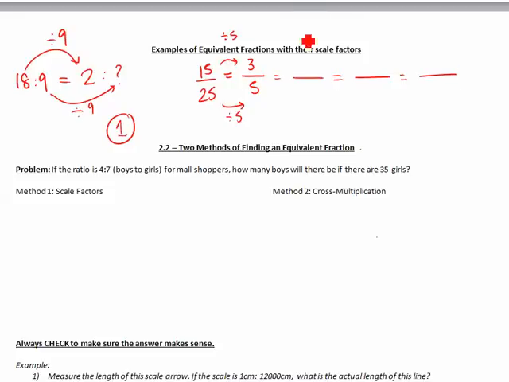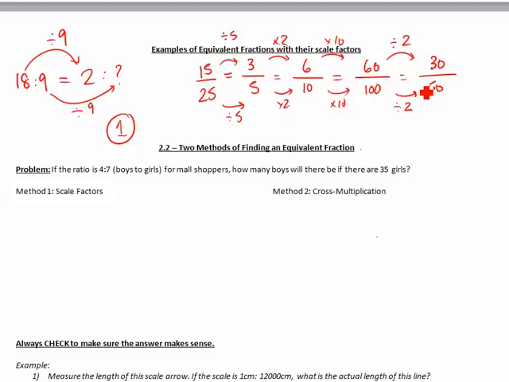So after you've tried it out, you can use the scale factor of times 2, for example, and so we get an equivalent fraction or equivalent ratio of 6 over 10. I can even multiply this by 10, and so I can get 60 over 100, and then I can divide by 2 again, and I end up with 30 over 50. There are many possible answers, actually an infinite number of answers.